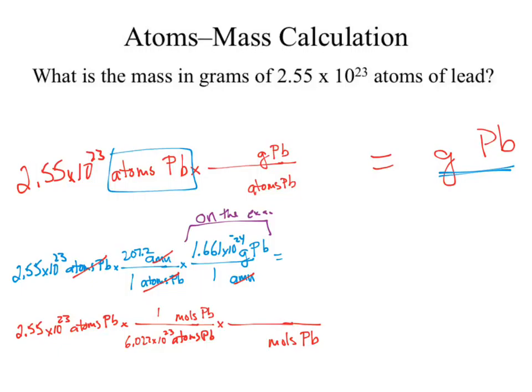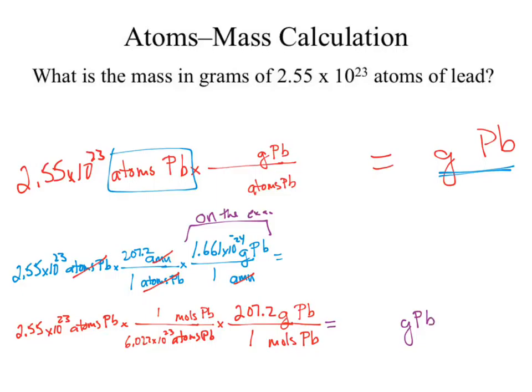Okay. What do we want moles to be converted to? Grams of what? Of lead. Where do we find information about the relationship between mass and moles? The periodic table. The number is 207.2 grams per 1 mole. And what ends up happening? We would end up with grams of lead.